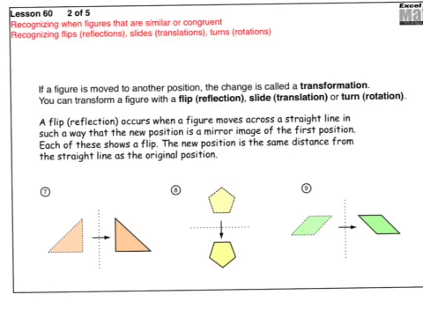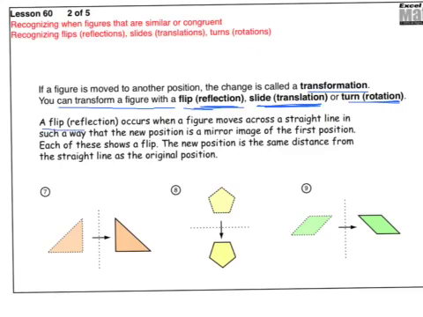If a figure is moved to another position, the change is called a transformation. You can transform a figure with a flip, which is called a reflection, a slide, which is called a translation, or a turn, which is called a rotation. So we're going to look at some different transformations. The word transformation simply means change. And so we're changing the position of a shape in these examples here.